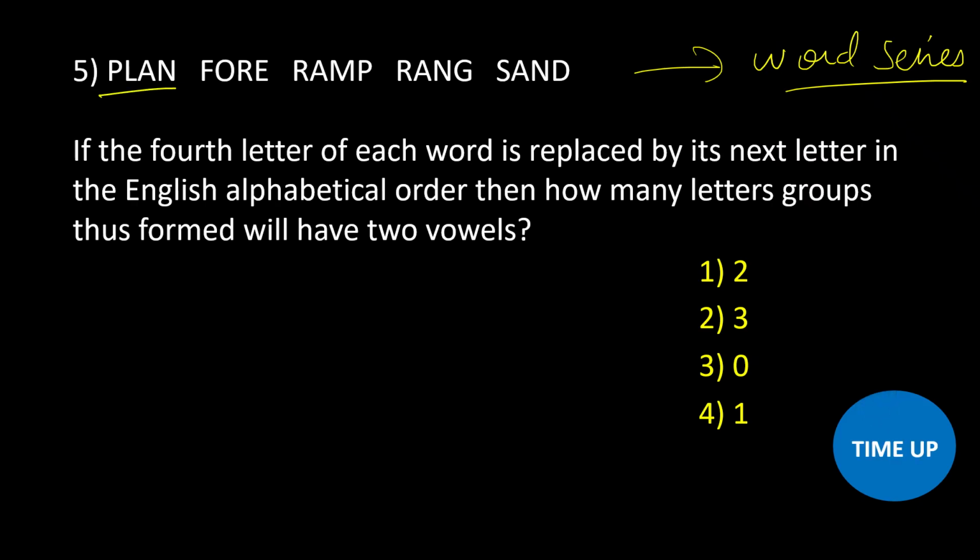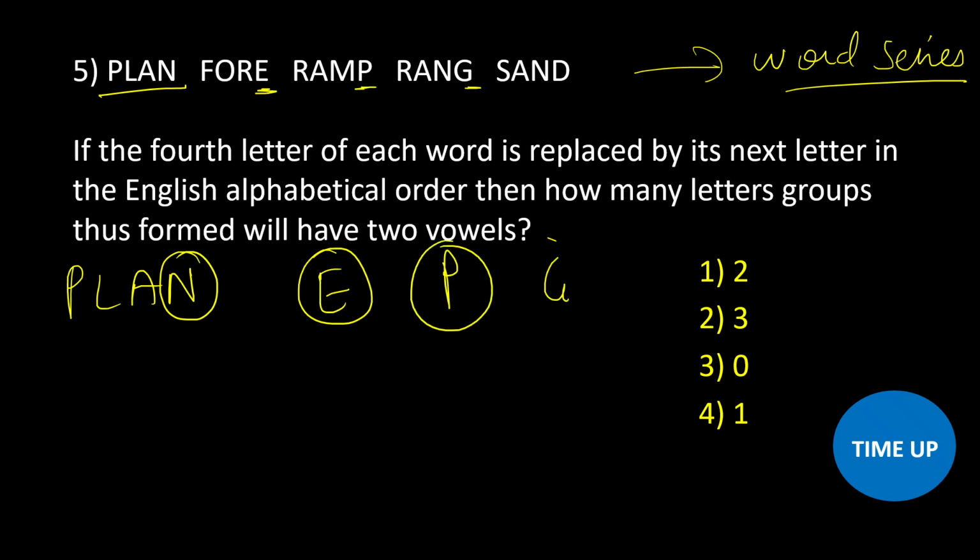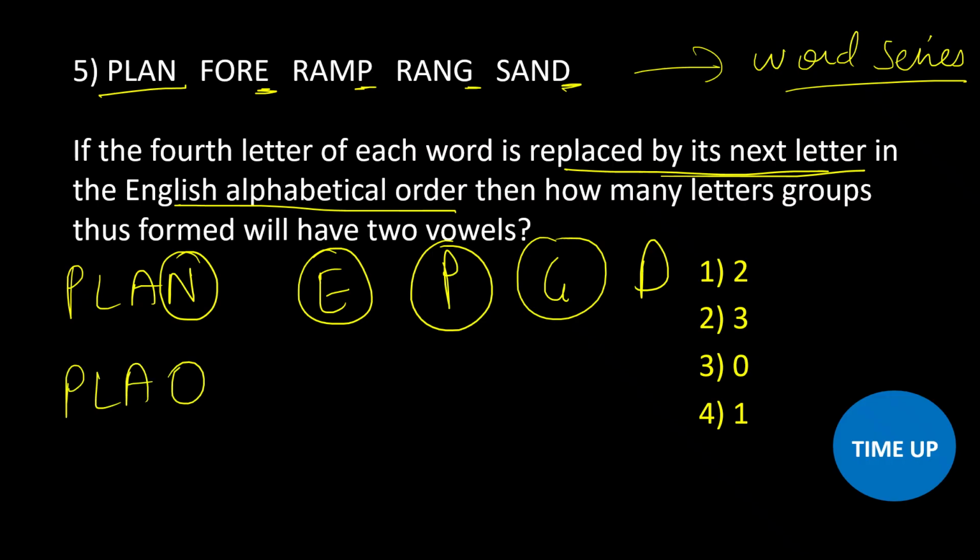Time up. So if you see the plan, the fourth letter they have said, right? I'll only choose the fourth letter of each word and replace it by the next letter in the English alphabetical order. What comes after N? O will come. After E, F will come. After P, Q will come. After G, what will come? H will come. And after D, what will come, students?